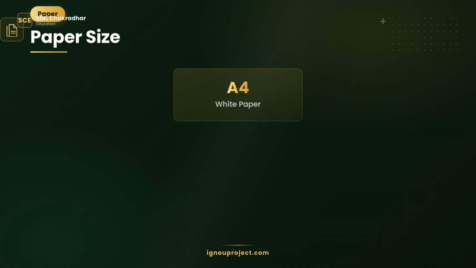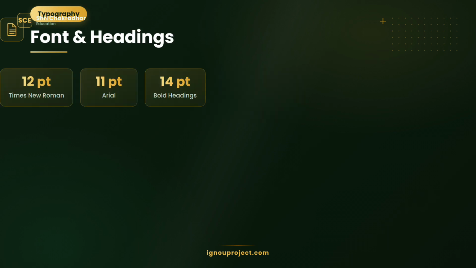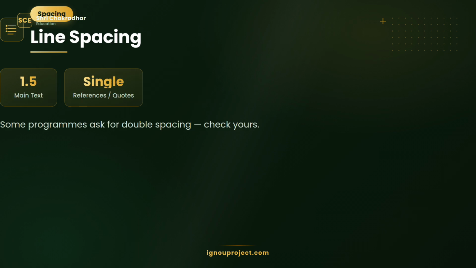Paper size: A4, white. Font: Times New Roman, 12 point, or Arial, 11 point. Headings are usually bold, around 14 point. Line spacing: 1.5 for the main text and single spacing for references and long quotations. Some programs ask for double spacing, so check yours.